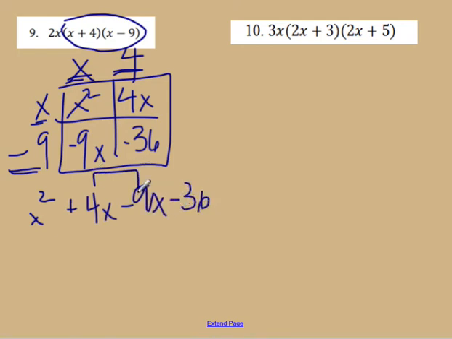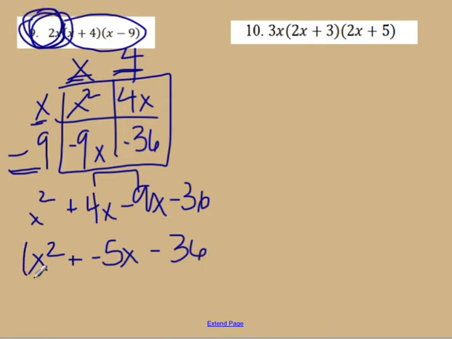Again, those two terms can be combined. So that's x squared. 4x minus 9x is going to give me a negative 5x. Again, notice that it doesn't become x squared. It stays x. And then it's negative 36. Now we need to take it and we need to multiply it by our GCF. So all of this needs to be multiplied by a 2x.